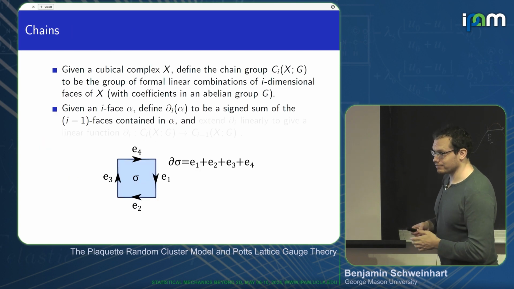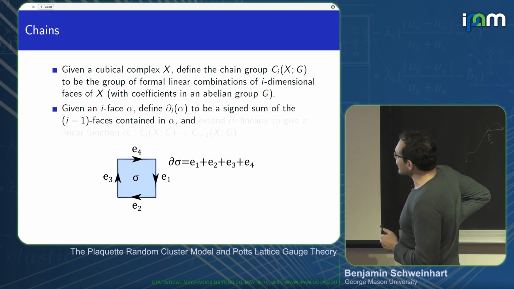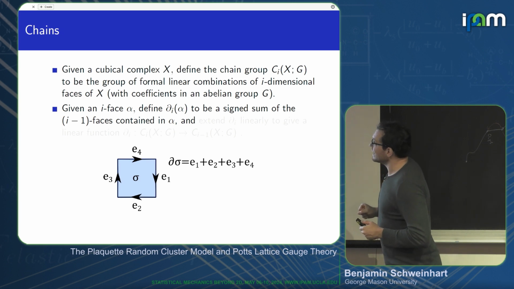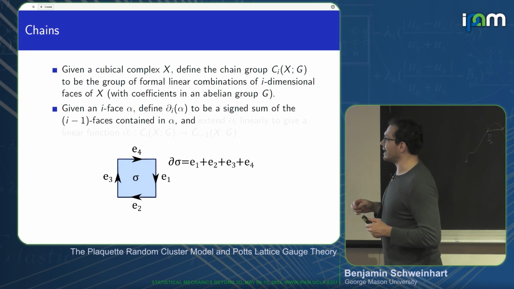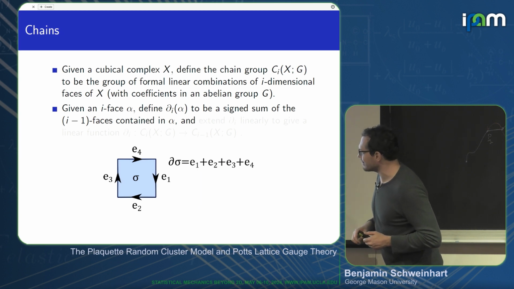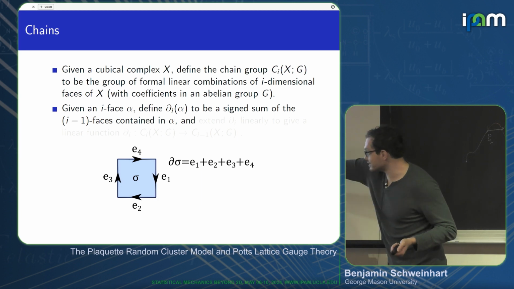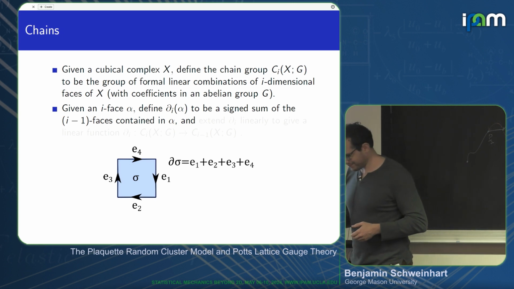So again, you may recall these figures from Paul's talk also. Given a cubical complex X, your chain group Ci of X is just the group of formal linear combinations of your i-dimensional faces of X. And then we can define the boundary to be the signed sum of the incident faces. So here it's just the boundary of our 2-plaquette sigma is E1 plus E2 plus E3 plus E4, because they are oriented appropriately. If we flipped the orientation, we get a negative sign.